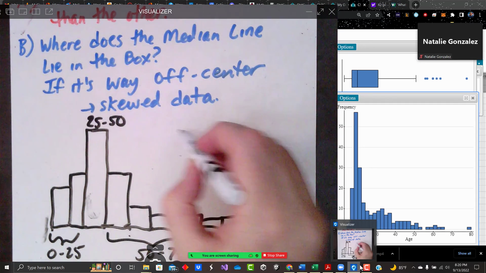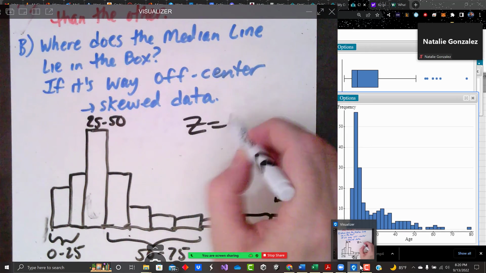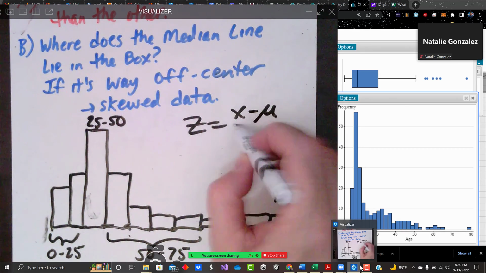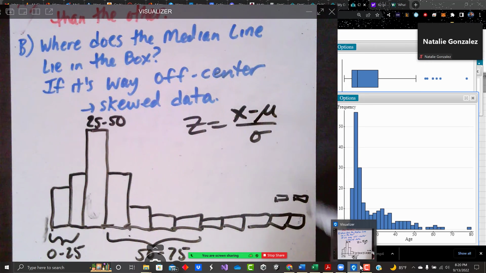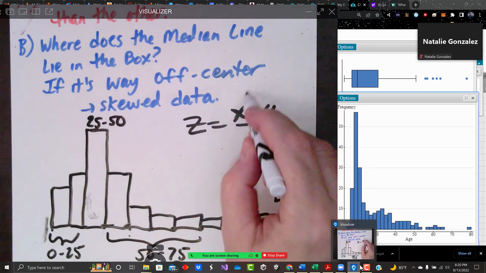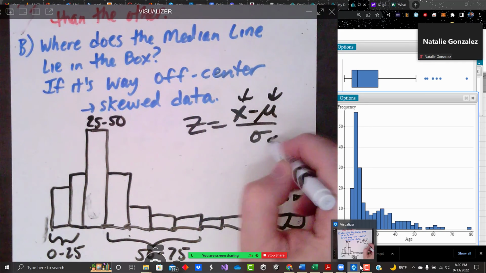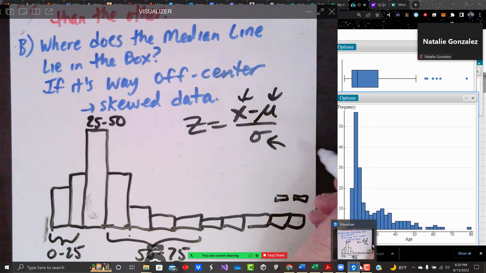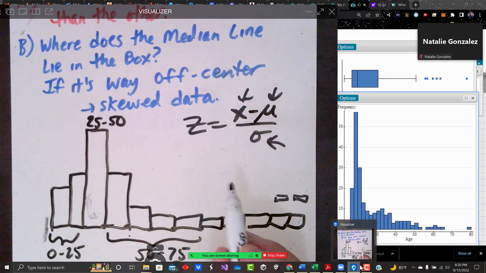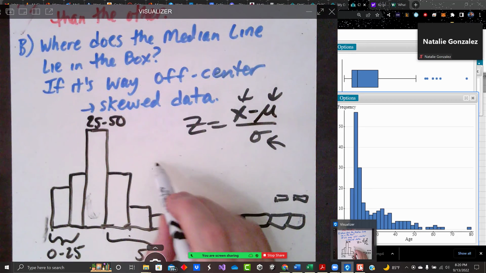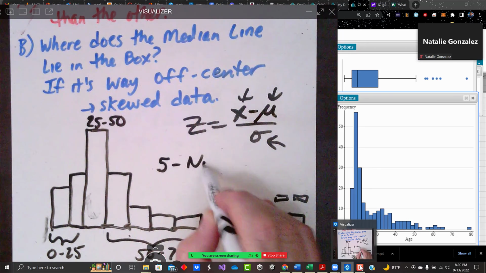So today we covered the z-score, which is x minus mu over sigma. You kind of need all three of these values to do it. You need that value and that value to calculate it, and you're usually given them. Then we did the 5-number summary, which we just did, and box plots.